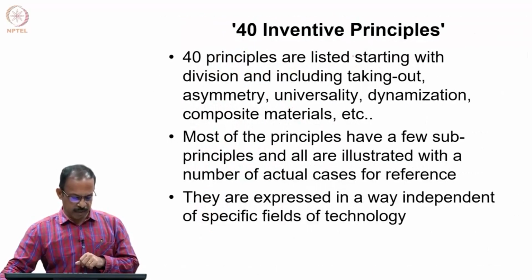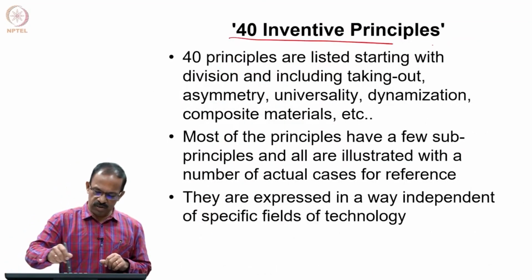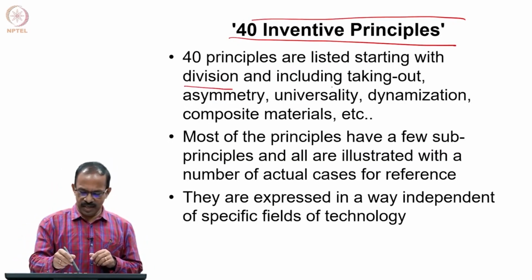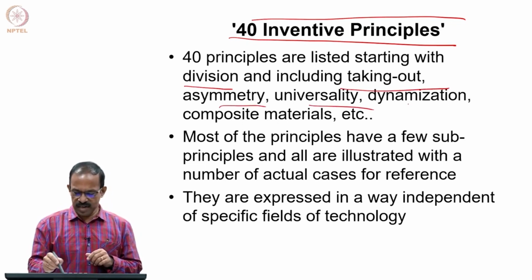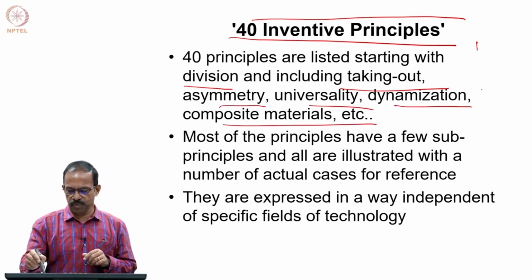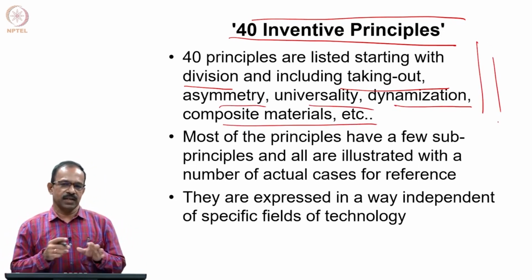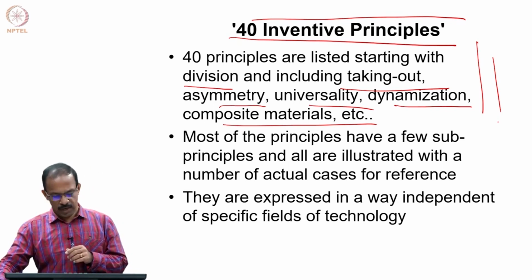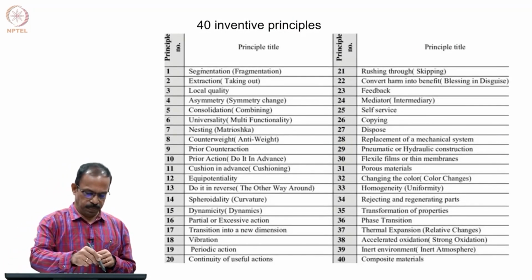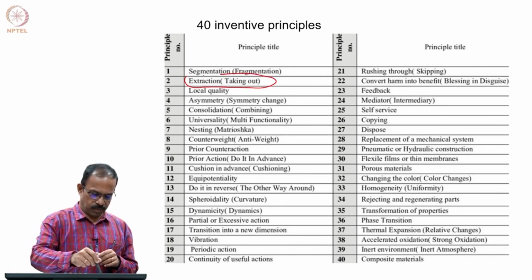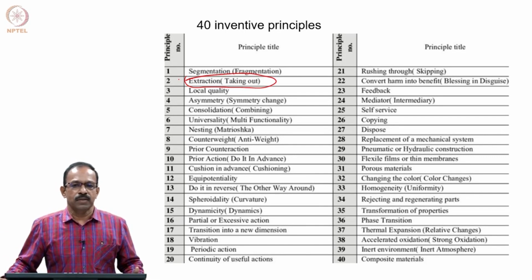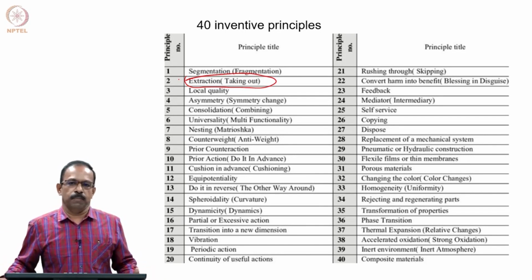Okay, these are the 39 parameters, and then you have 40 inventive principles. The principles are listed starting with the division and taking out, asymmetry, universality, dynamization, composite material, etc. So these 40 principles, and again they are just the principles only. So you need to find in what way this principle can be used to get a solution. So for example, you can see the principle of segmentation or extraction. It says extraction, you take out something. So if there is a design problem, see whether you can take out something and then solve the problem.